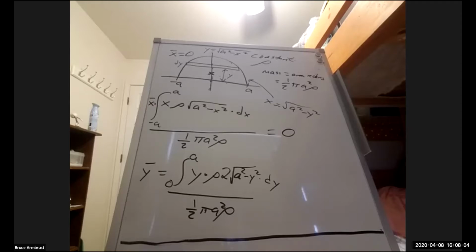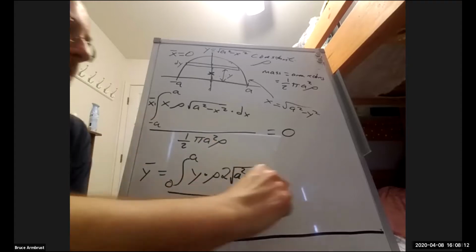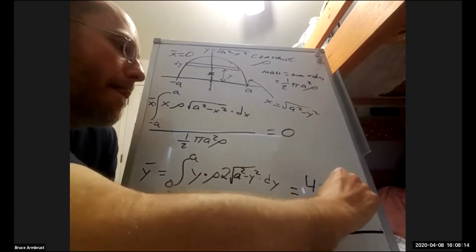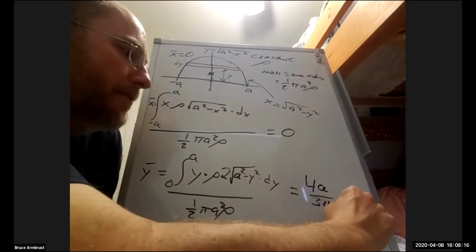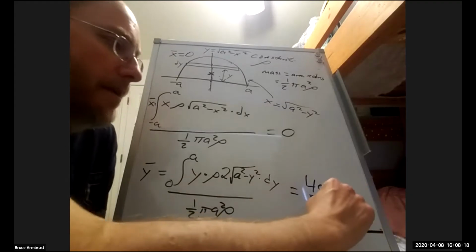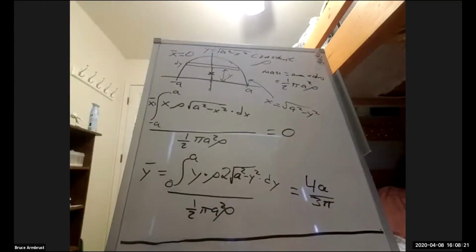Whew. Okay, so put that into your magical black box, let it do its thing. And what we end up getting here is 4a over 3 pi. So that's how far we're going to go up to get the center of mass.